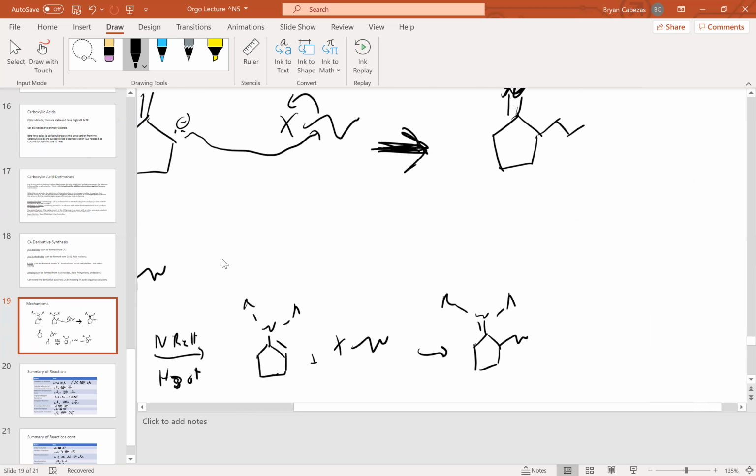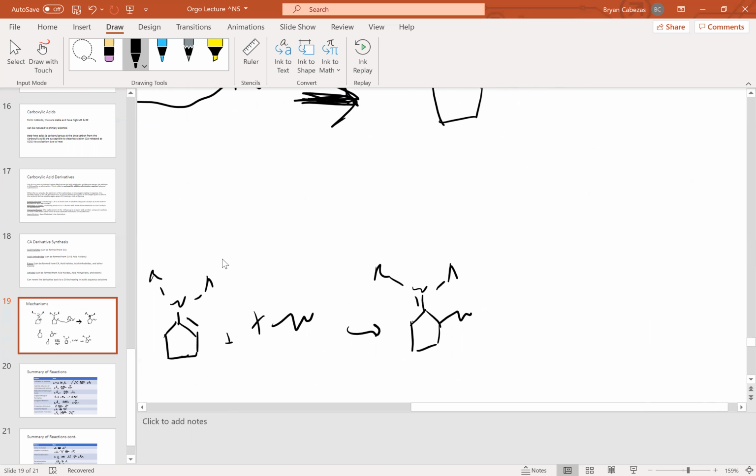And then to reverse enamines, what we're going to do is just reintroduce it into acidic water. And that would flush out the nitrogen, and then we will have our ketone back.